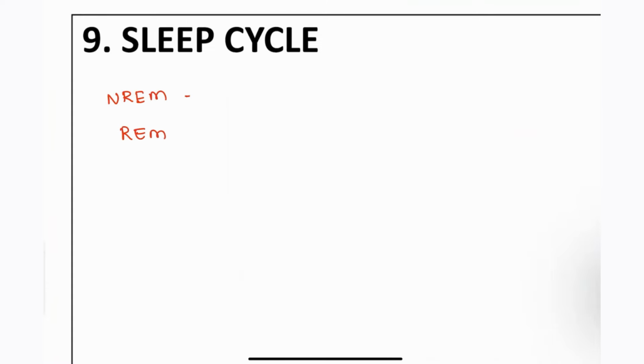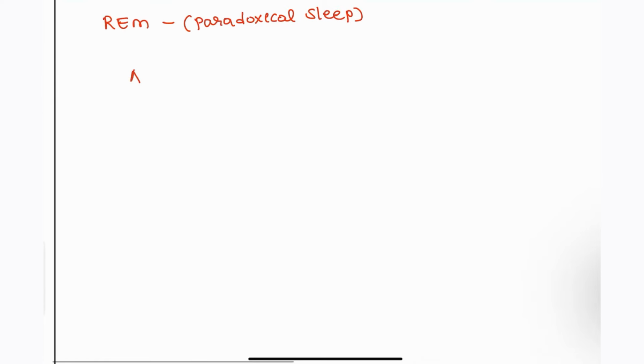Okay, so non-rapid eye movement will be divided into three stages, and REM is just one stage, which is also known as paradoxical sleep. First, whenever you are awake, you are not sleeping. During this, you are going to have the beta waves. Beta waves are more than 14 hertz.